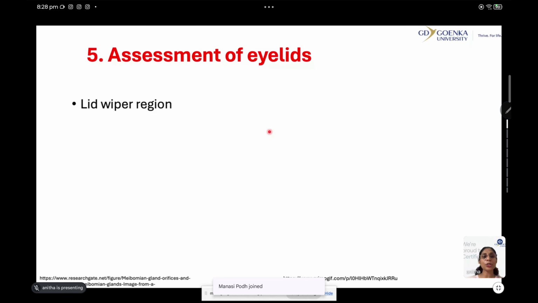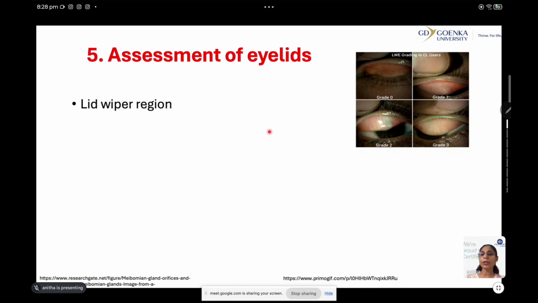Now coming to assessment of eyelids, it is very important to look at the lid wiper region. Again, how will you assess the lid wiper region? By using a dye called lissamine green. And again, you need to follow the Korb scale for lid wiper epitheliopathy grading. Okay, grade 0 means only the Marx line gets stained, whereas grades 1, 2, 3 indicate mild, moderate, and severe cases of lid wiper epitheliopathy.